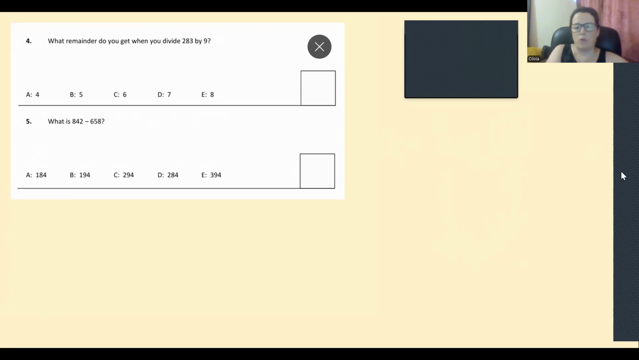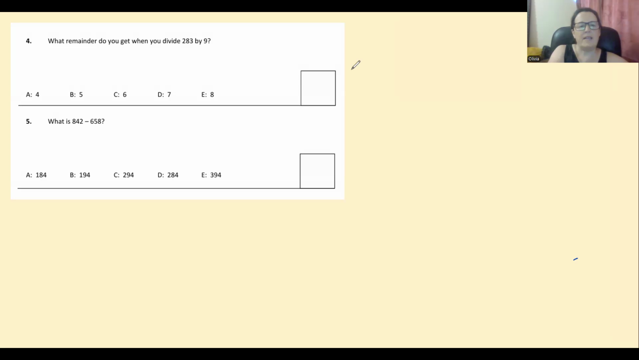Okay. So what remainder do you get when you divide 283 by 9? So let's just do it the simple way. 283 divided by 9. 9 into 28 goes 3 times and 1 over. 9 into 13 goes once and 4 over. But what somebody might do if they're in a rush, they might write in the answer here is 31, remainder 4, but it's not. What is the question?